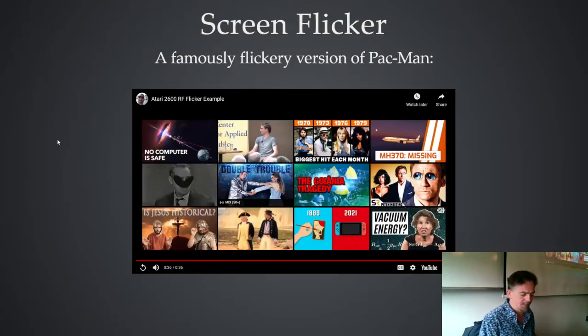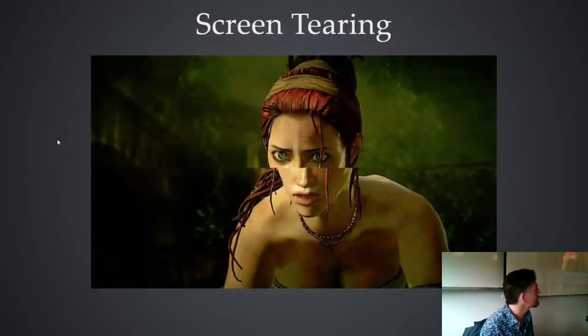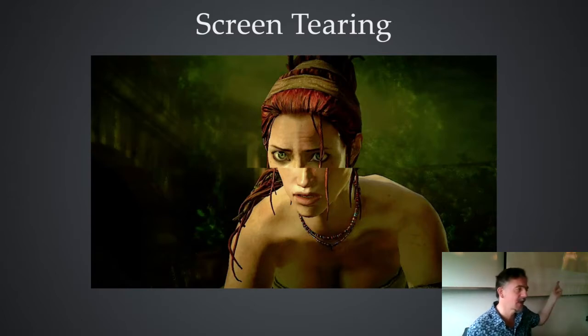Right. And here's the other one that you've maybe seen more recently, screen tearing. Ever seen this in a game? Yeah. So usually it doesn't happen all the time, but you can maybe get yourself into a situation if a lot of things happen, or you move very quickly or something weird happens, you get this horrible thing.